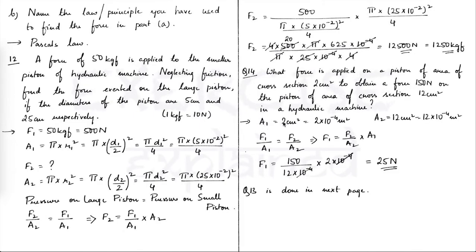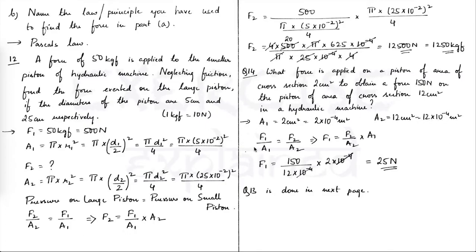So A1 is equal to 2 centimeter square. Now centimeter square, whenever we convert to meter square, we multiply by 10 to the power of minus 4. Again, I am repeating, if there is any issues with understanding this, do check out the first video of this series. So 2 into 10 to the power of minus 4 meter square, and A2 is 12 centimeter square. Again, I multiply by 10 to the power of minus 4, since I am converting from centimeter square to meter square. So 12 into 10 to the power of minus 4 meter square.